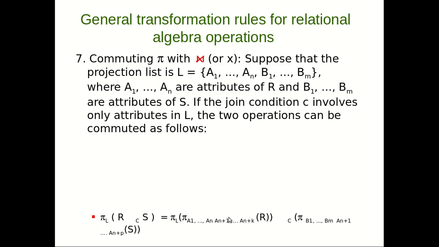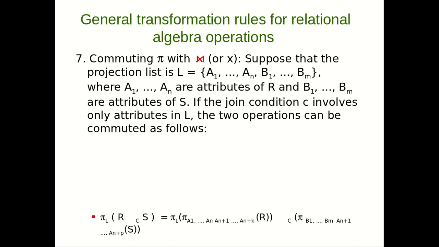The next is commuting project and join. Earlier, rule 6 was commuting select with the join. Now commuting project with the join. Suppose that the project list L contains A1, A2, AN and B1, B2, BM, where A1, A2, AN are attributes of R and B1, B2, BM are attributes of S. If the join condition C involves only attributes in L, the two operations can be commuted as follows.